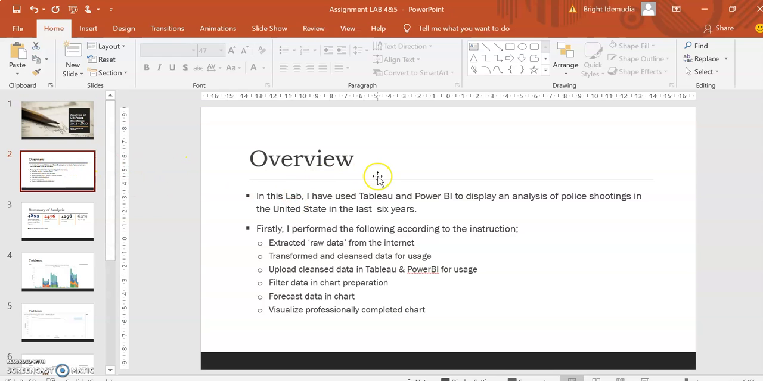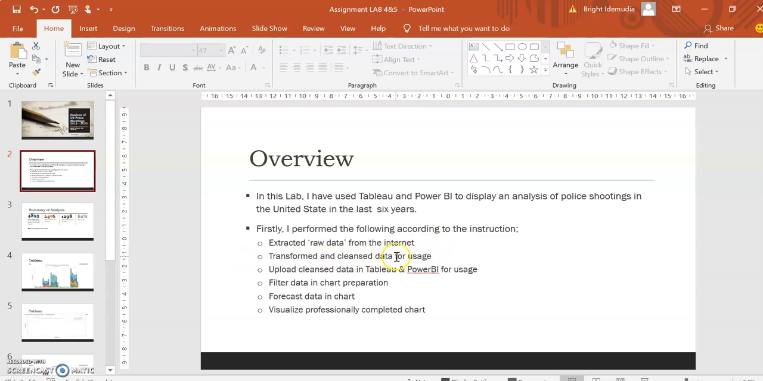So just a brief overview. I've used Tableau and Power BI to display an analysis of police shooting in the United States in the last 6 years, from 2015 to 2020. Firstly, I performed the following according to the instruction that you have issued in class. I extracted the raw data of the police shooting from the internet, from Kaggle. Kaggle is the database website which I downloaded that from.